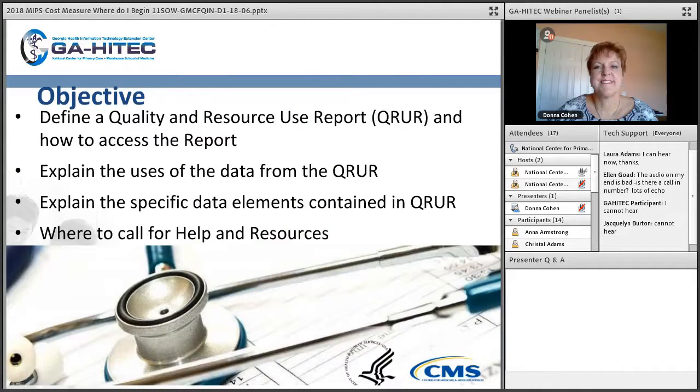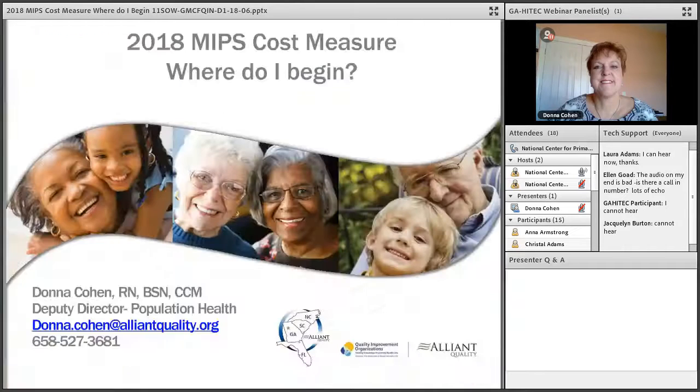The objectives for today's webinar are to define a quality and resource use report and how to access the report, to explain the use of the data from the QRUR, to explain the specific data elements contained in the QRUR, and to identify where to call for help and resources.